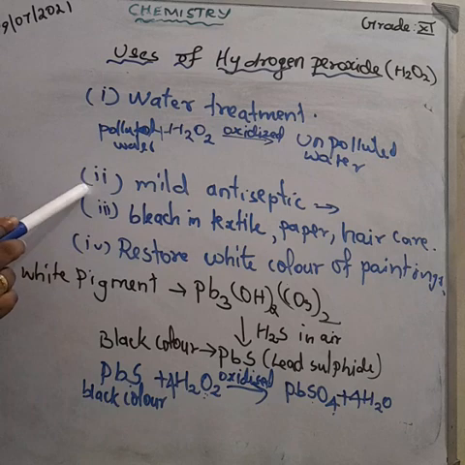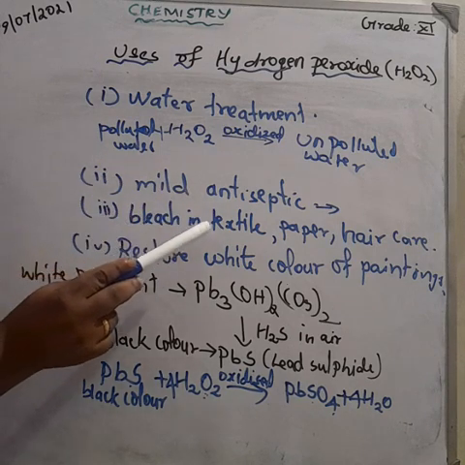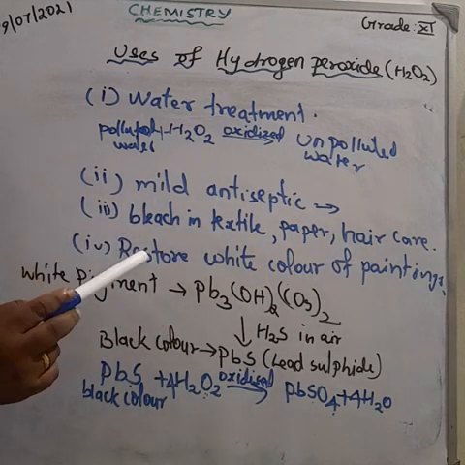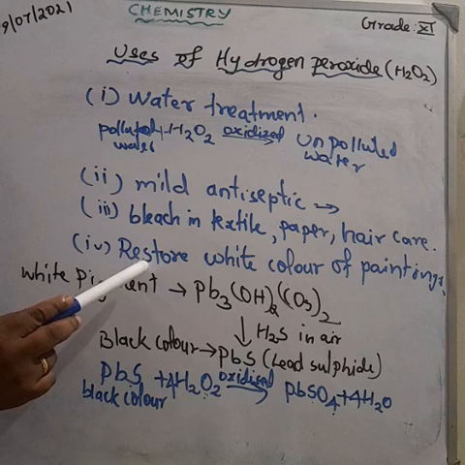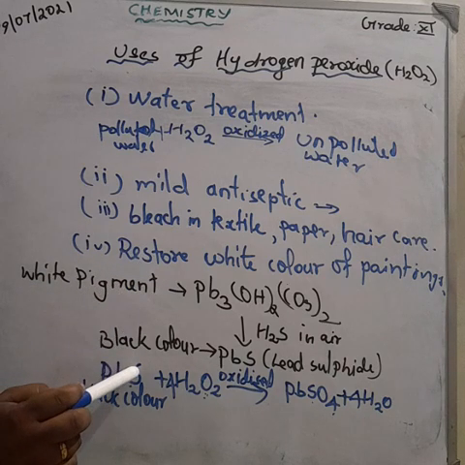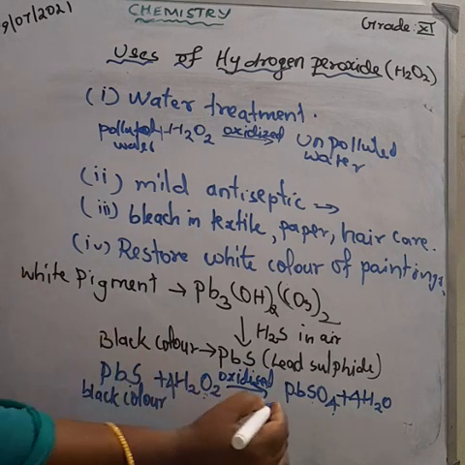Second use, it is used as a mild antiseptic. Third use, it is used as a bleach in the textile, paper and hair care industry. And what is the fourth use? It is used to oxidize black color lead sulfide to white color lead sulfate, which we are going to study.